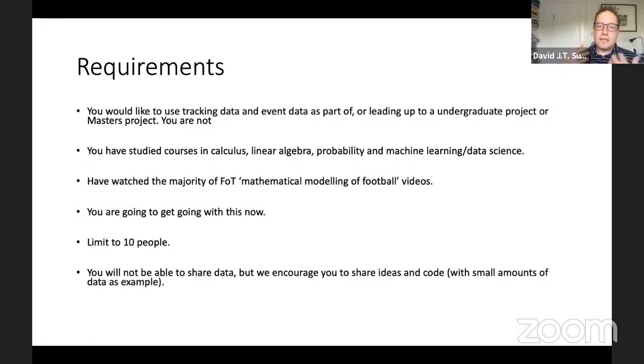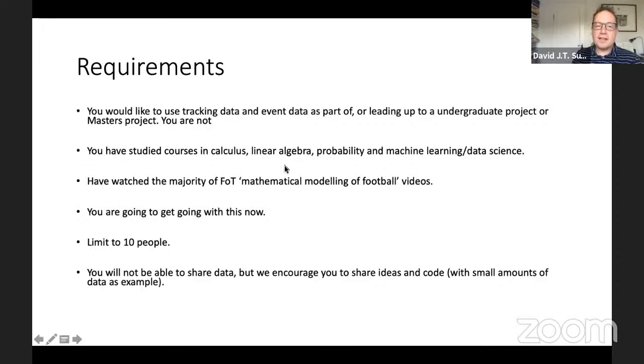So this is for people who are doing some sort of project as part of their education and would like to work with it. I haven't finished this sentence: you're not full-time employed somewhere else, and you also are a student. So the idea of this is it's for students who would like to use tracking data and event data. I get quite a lot of emails about this, and I'll try and get back to people who've contacted me before and tell them about this.